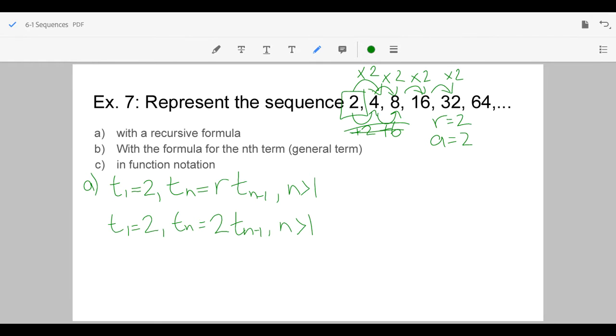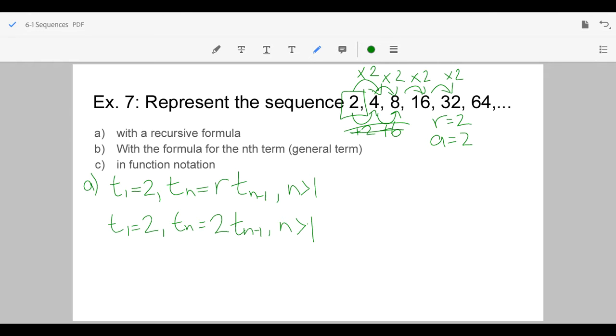and n greater than 1. If we didn't have this part in here, term n is equal to 2 times the previous term, we wouldn't be able to get the next term. We'd be missing information, and it's not recursive if you don't know what comes before.